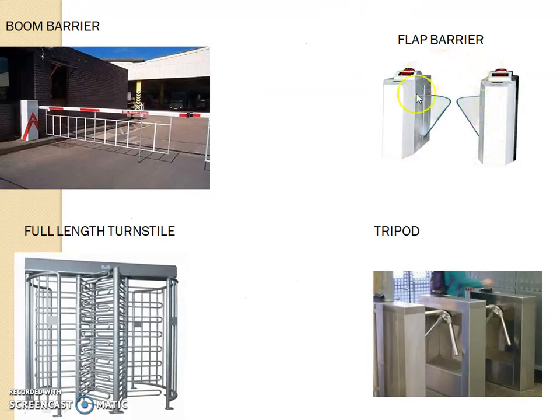You can see an image of a flap barrier, and this is a boom barrier, and this is a turnstile, and this is a tripod, which I haven't told you about yet. So this is also a regulating device. This also rotates in a particular direction once you keep the access card on the device or if you are pressing a device to enter into this facility.